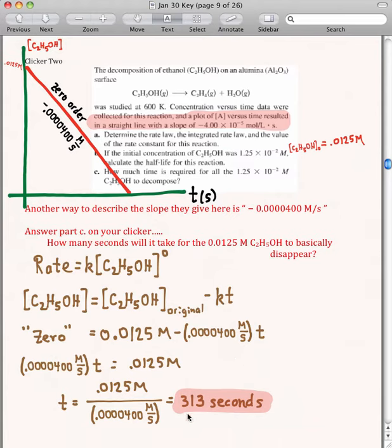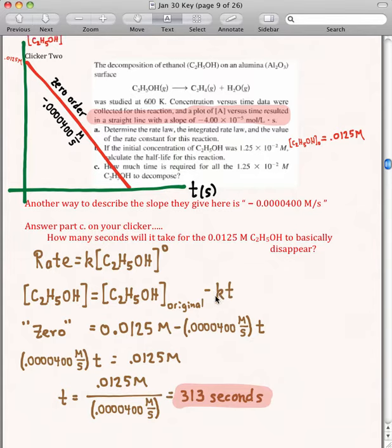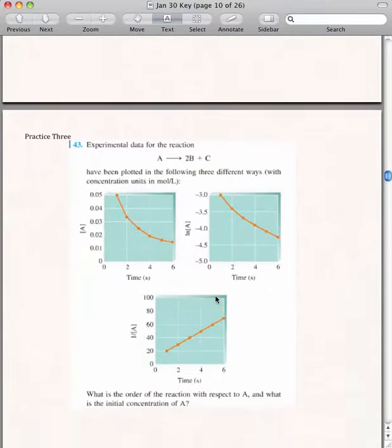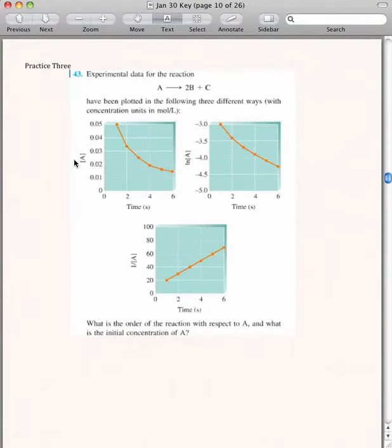Interesting. Again, I don't know if I'd remember this equation, but it's good to think about in practice. This one's not zero order. You see, most of them are not, because the concentration versus time is curvy.